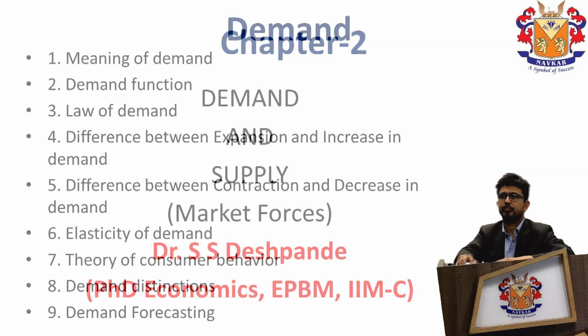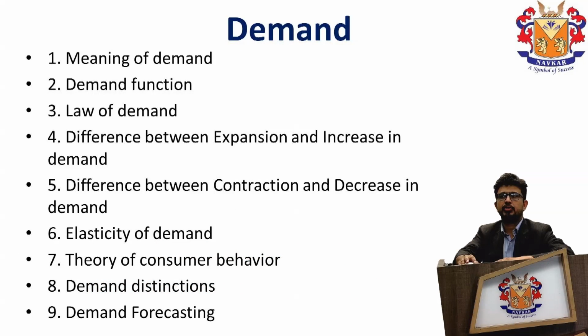Today we are studying the second chapter of business economics, and the name of the chapter is demand and supply. Now this is the first topic of the chapter, demand, and these are the points to be covered. The first point is meaning of demand.